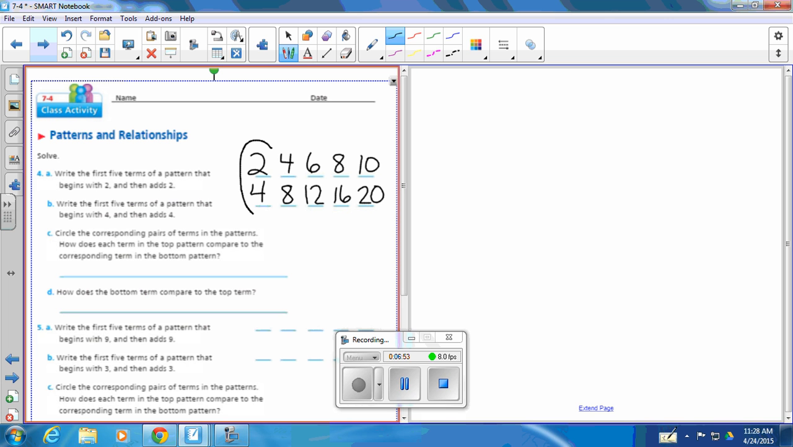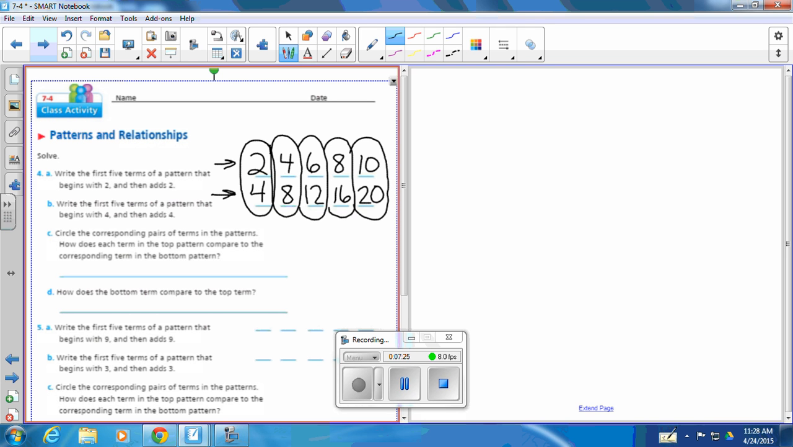Corresponding means the same number term. So that's term 1, term 2, term 3, term 4, term 5. Okay, so we circled the corresponding terms in the patterns. How does each term in the top pattern compare to the corresponding term in the bottom pattern? So we're comparing 2 to 4, 4 to 8, 6 to 12, 8 to 16, and 10 to 20.